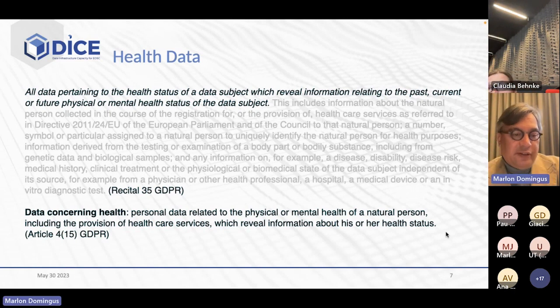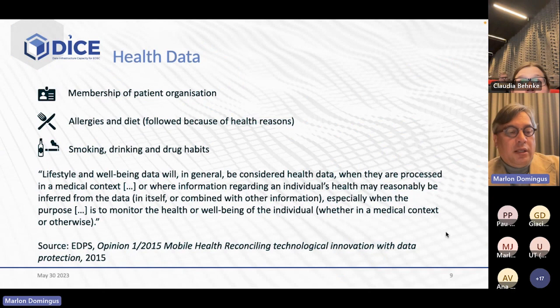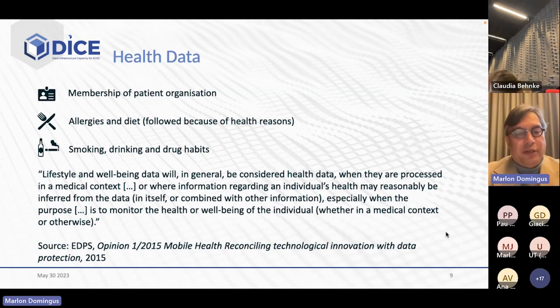So there's also health data. There's also data concerning health. I'm just going a bit faster now. These are examples of health data. Again, from other sources, don't forget that information retrieved from your Fitbits or other types of sensors is also health data. And think about who you share the data with in general.